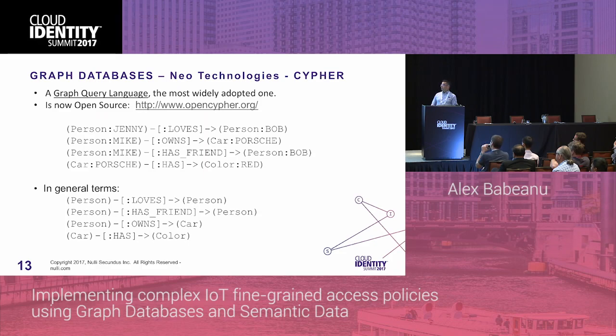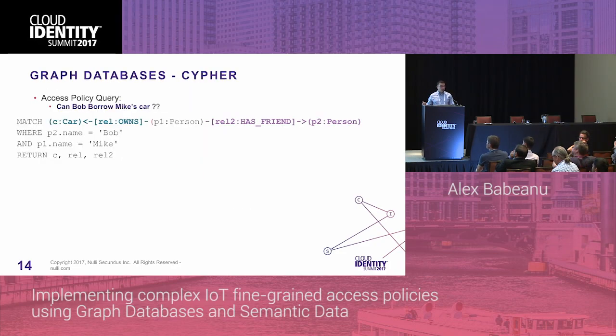I just jotted down some examples here to show you what this language looks like. As you can see, it's basically a textual representation of your relationship. You have a person, for example, Jenny loves Bob at the top there. It's pretty straightforward to read. In general terms, you can generalize it like: a person loves a person, a person has a friend, or a person owns a car, and a car has a color. These are general relationships based on the little graph I showed you earlier. Good, so let's have a look at a CYPHER query to see how that would look for our access policy.